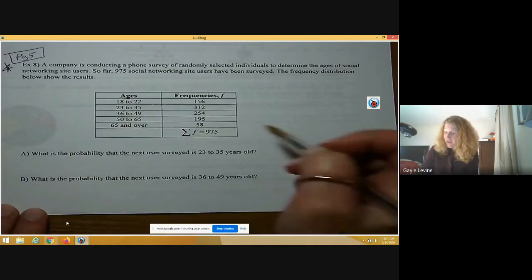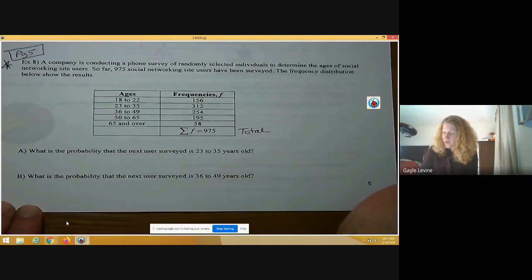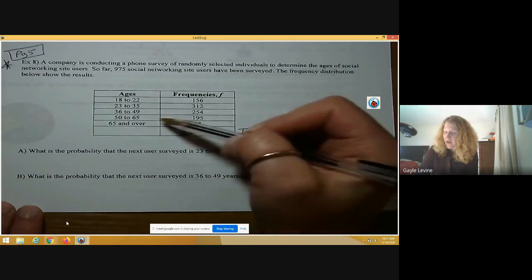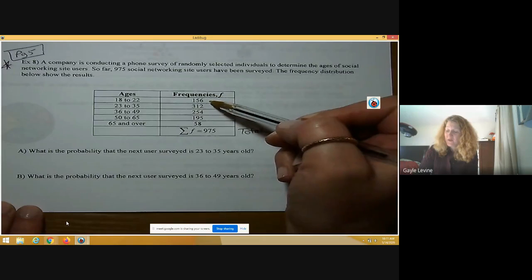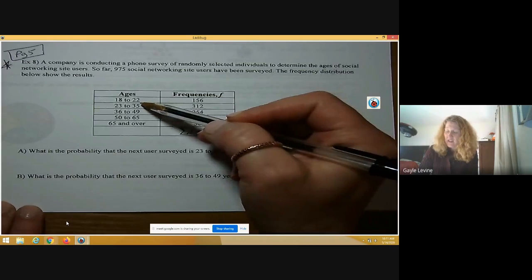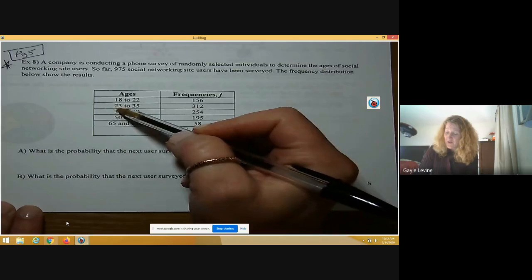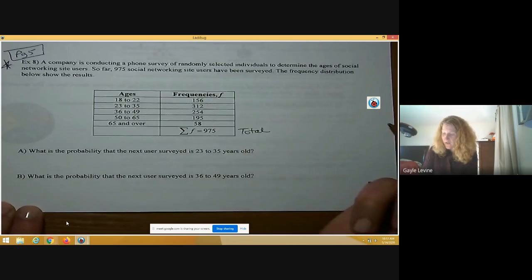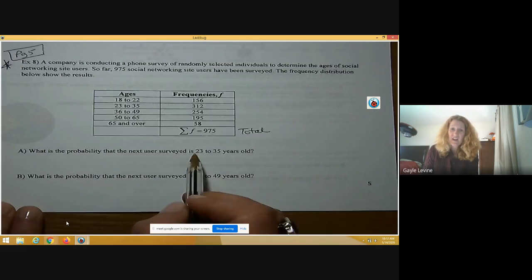So here's our distribution. This means total. So there are 975 total individuals who have responded to the survey. And then this is telling you how many are in a particular age category. So 156 individuals were between and inclusive ages 18 to 22. 312 were between and including ages 23 to 35, and so on and so forth.